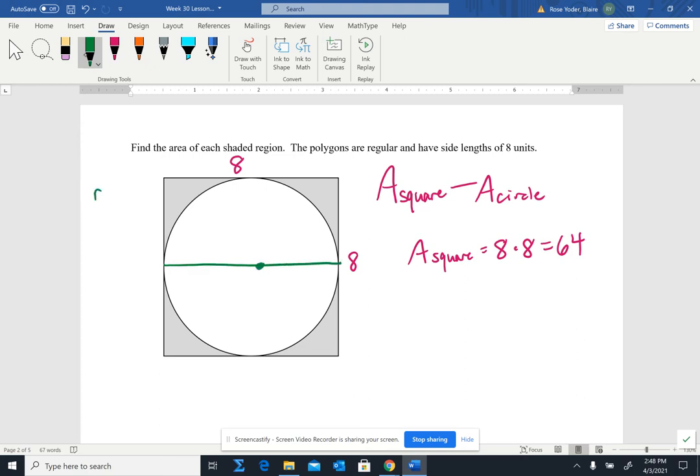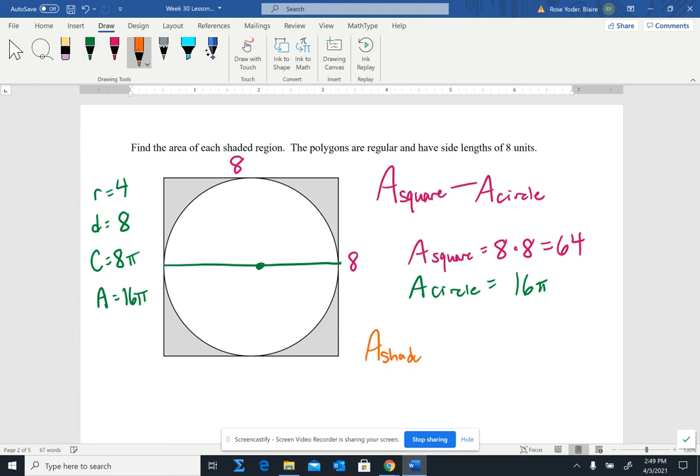The diameter is 8. So let me do RDCA because there's a circle in the problem. Diameter is 8. I can cut that in half, and that's the radius. I can put a pi on it, and that's the circumference. And then radius squared, 4 squared pi. So all you have to do then to find the area of the shaded region is just go area of the square, 64, minus area of the circle, 16 pi. And then they didn't give us units, so we can just say square units.